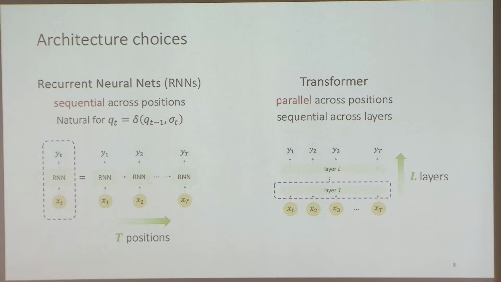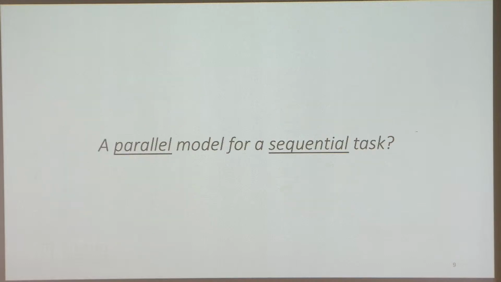And typically, the number of layers is much smaller than the sequence length. For example, for the biggest models these days, we have about hundreds of layers, but we have thousands or hundreds of thousands of input length. Then the question is, how can a parallel model like the transformer model this kind of long sequential reasoning chains?